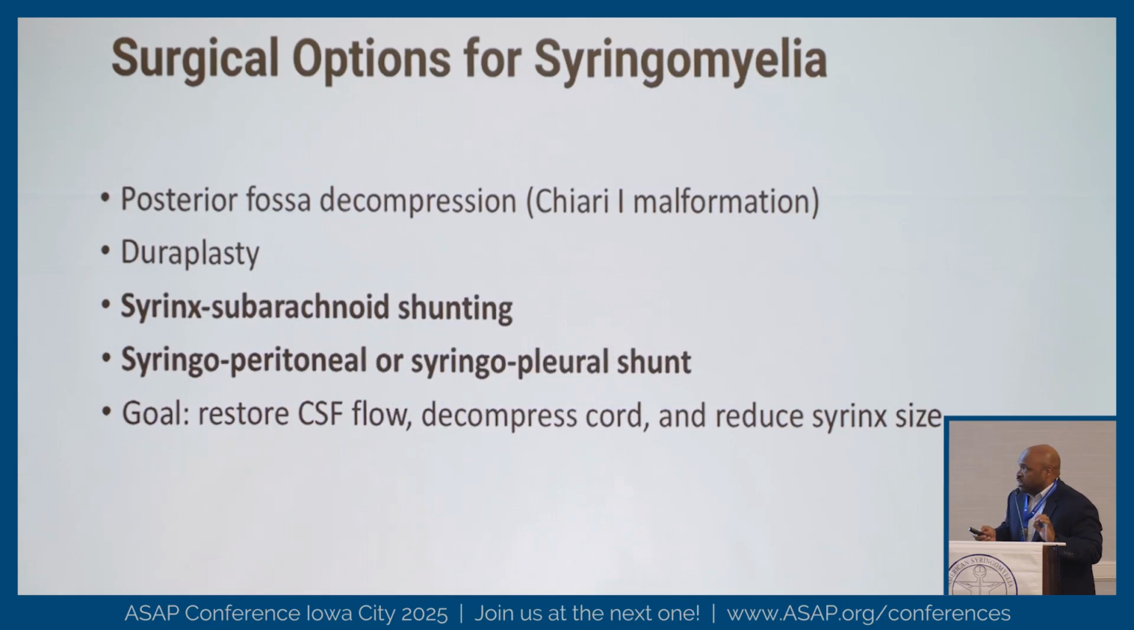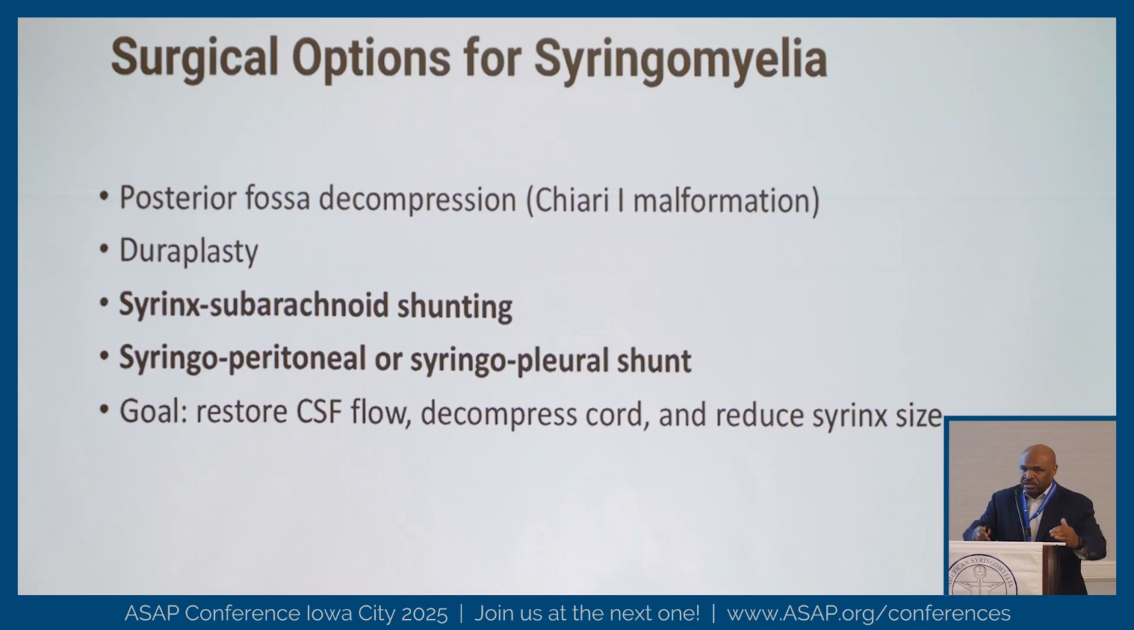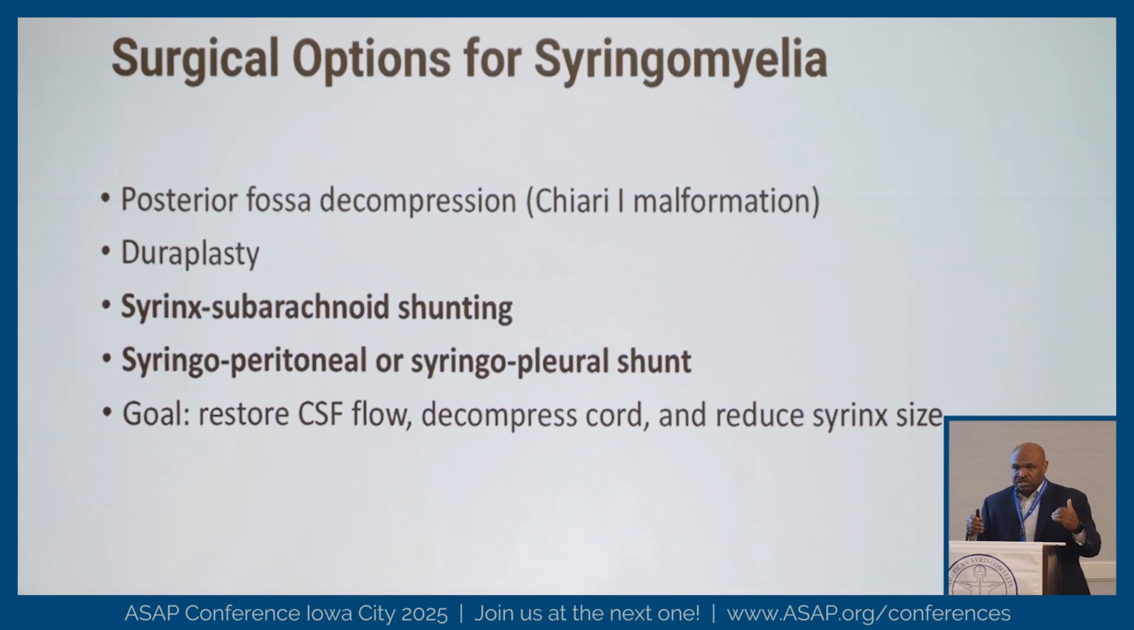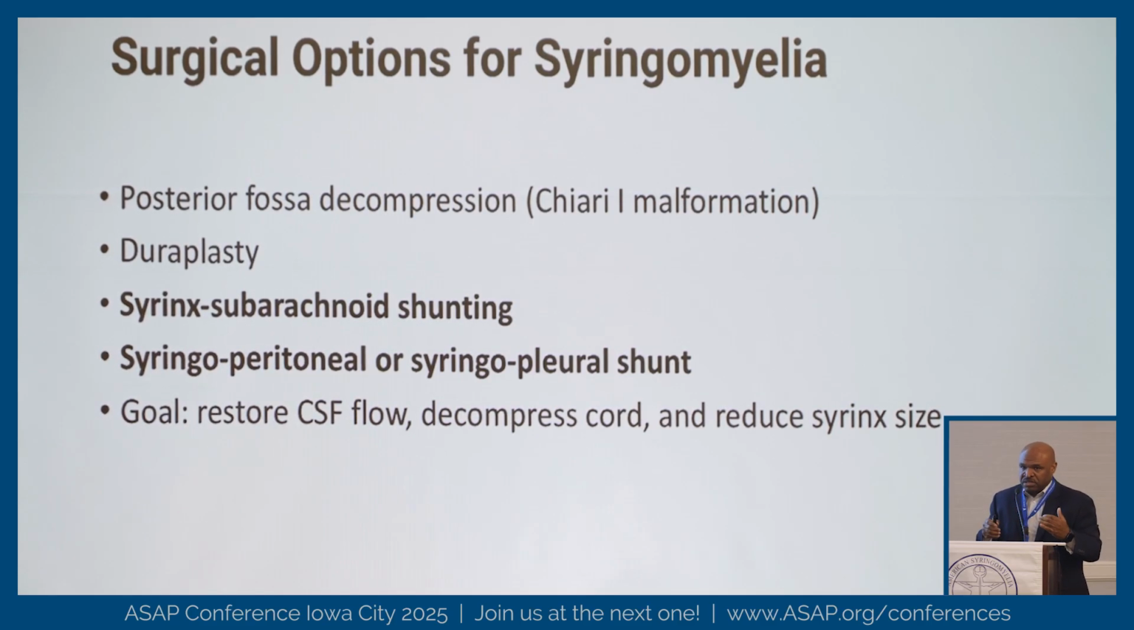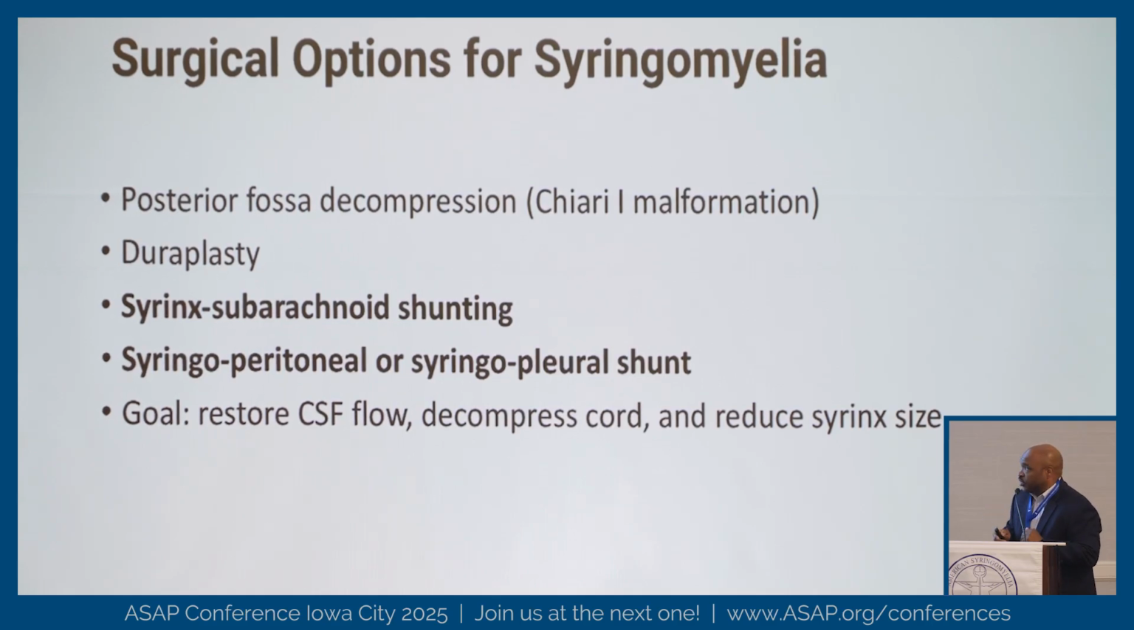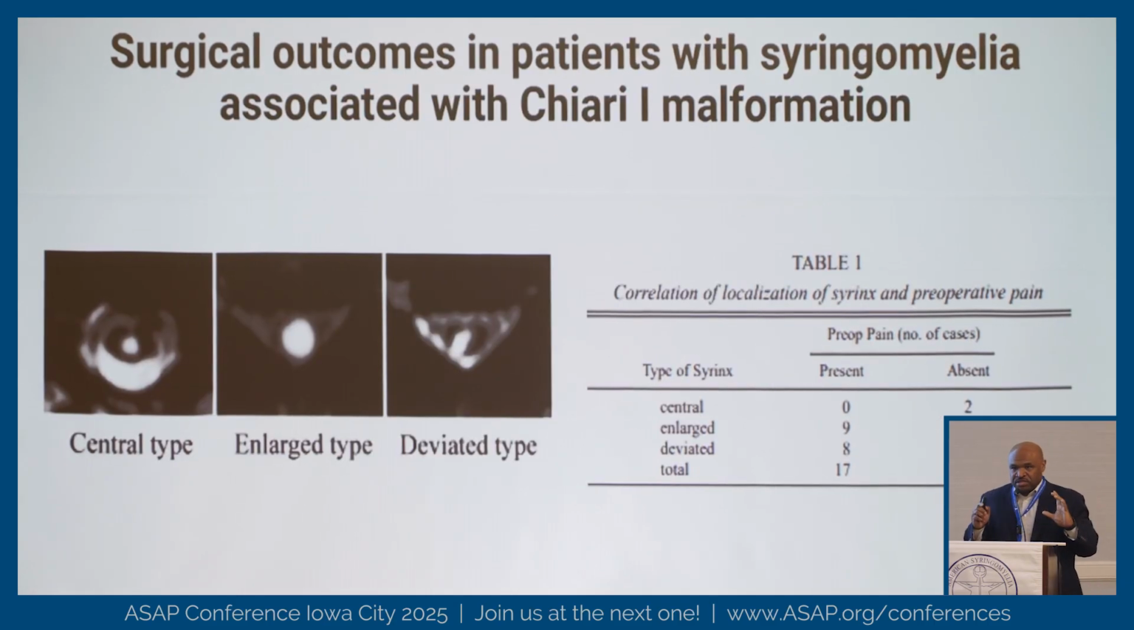These procedures here, a syringo-subarachnoid shunt and a syringopleural shunt, I consider those maybe second-tier interventions. They're, from my standpoint, a bit more invasive, maybe less predictable results. And so just like Dr. Deloy said, I thought, and again, before you start doing something like that, you may think, what's going on, okay? So anyway, for all these surgical procedures, the goal is to restore normal spinal fluid flow, decompress the cord, reduce the syrinx size.